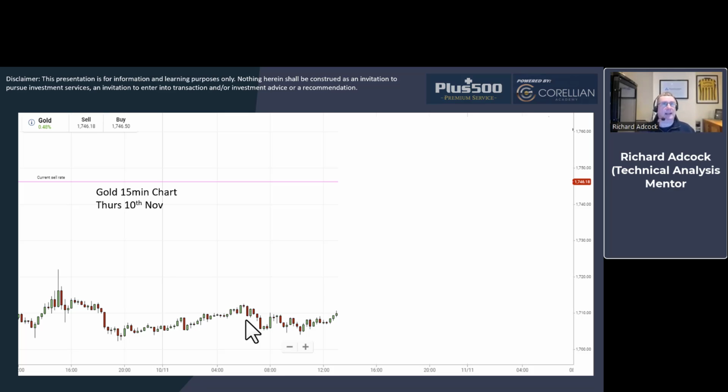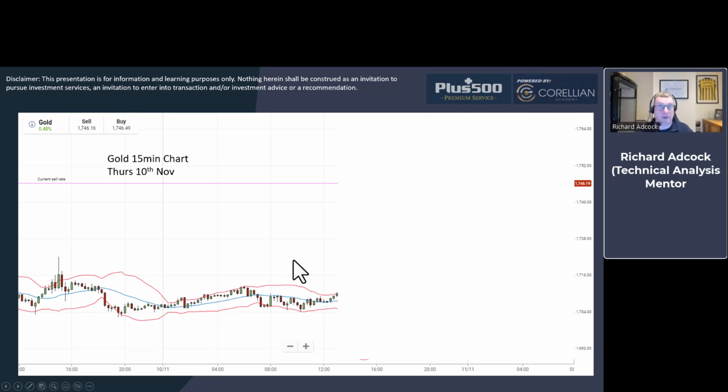So the template that I use is a very simple one. I tend to look at something that measures volatility. And for me, the best indicator to use for that is Bollinger Bands. And you can see that in the run-up to the data release, the bands were parallel, the mid-average was flat, highlighting the lack of volatility and the sideways trading move that was beginning to develop.